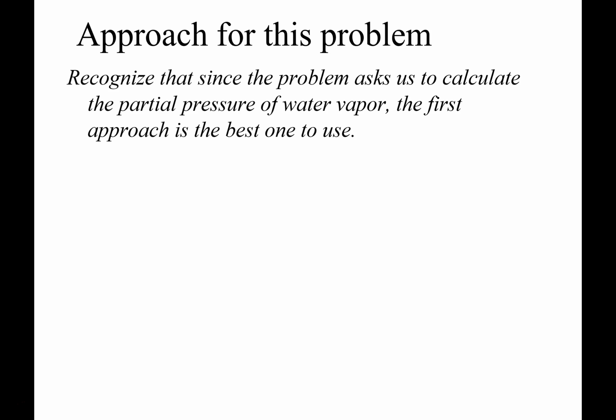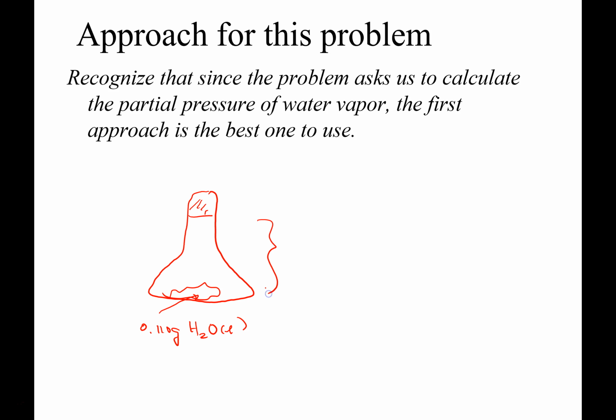So here's my diagram. It looks like this. Not a beaker, it's an Erlenmeyer. Here's my stopper, making it a closed system. Here's my puddle of water. That is my 0.110 grams of H2O liquid. And the volume given is 5.35 liters. The temperature given is 25 degrees Celsius. In a minute, I'm going to show you how we have to go to Kelvin by adding 273 units.